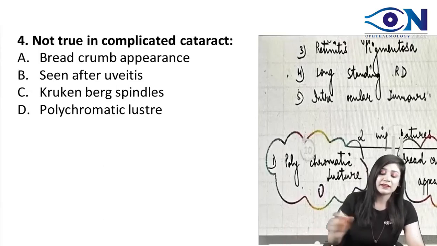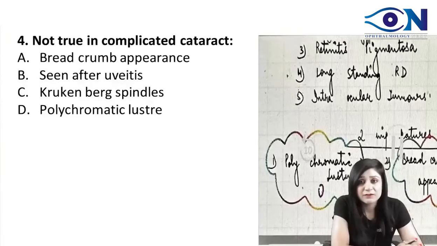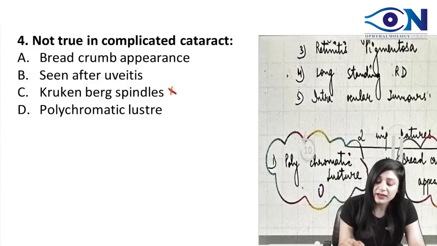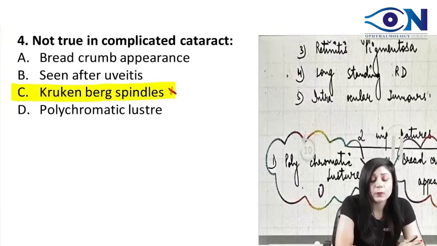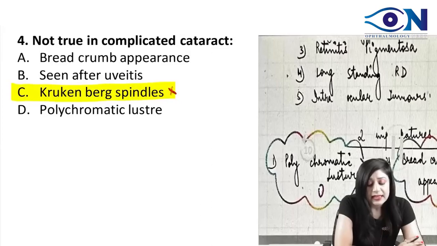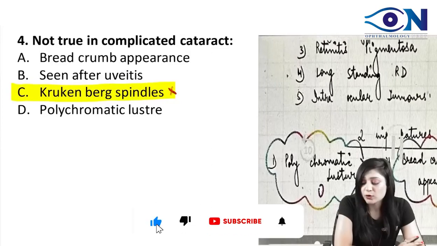Not true in complicated cataract. Breadcrumb appearance, we have. Can it be seen after uveitis? Yes. Krukenberg spindles? No. Where do you get the Krukenberg spindles? And then we have the polychromatic luster.